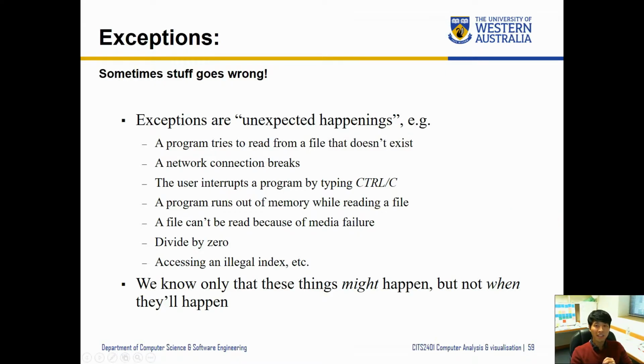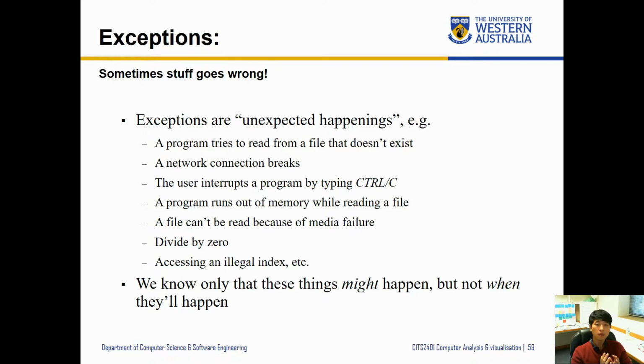So more often than not, things go wrong. You have probably experienced throughout the labs that when you test things, we see some sort of error that occurs and that just crashes the program. So exceptions are unexpected happenings, basically. A program tries to read from a file that doesn't exist. A network connection breaks, that happens. A user interrupts with Control C during the program. A program runs out of memory, that also happens. Divide by 0 and so forth. There are a lot of different types of exceptions that can cause an interruption to your program.